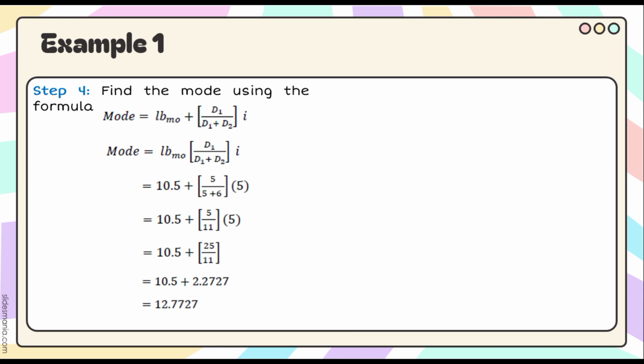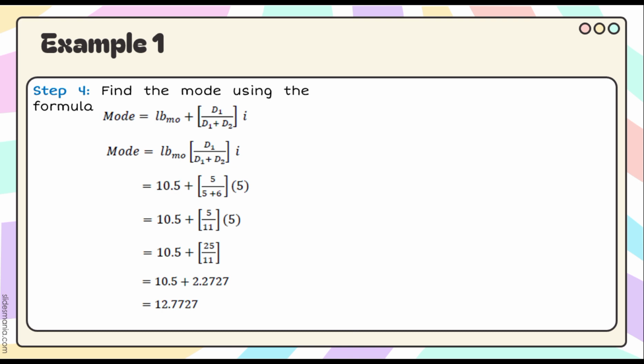For the lower boundary of the modal class, we have 10.5. Just go back to the table we had earlier to know why our lower boundary of the modal class is 10.5. So 10.5 plus our d sub 1, which is 5, divided by d sub 1, 5, plus d sub 2, which is 6, and our class interval is 5. So 10.5 plus, 5 plus 6 is 11, times 5, our class interval. So 10.5 plus, 5 times 5 is 25, divided by 11.